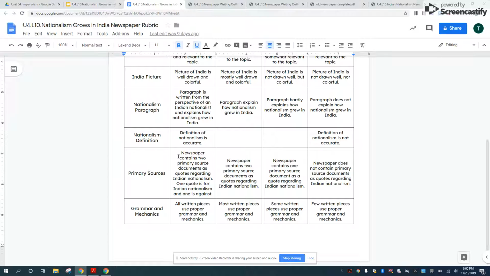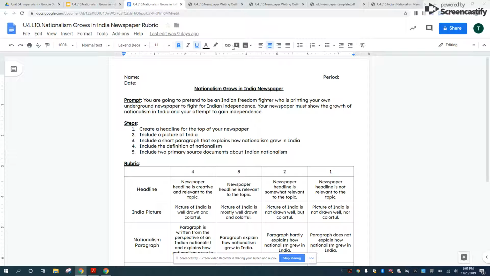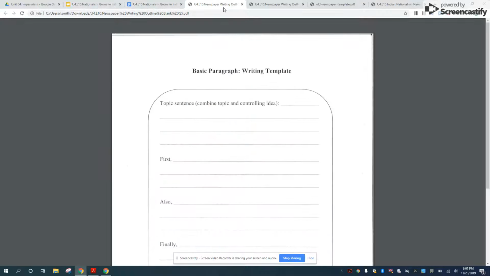Primary sources. Newspaper contains 2 primary source documents as quotes regarding Indian nationalism, or like I said, nationalism in general. 1 quote is for Indian nationalism, and 1 is against Indian nationalism. If you can't find Indian nationalism quotes, find 1 quote that is pro-nationalism and 1 quote that is anti-nationalism. Finally, grammar and mechanics. All written pieces use proper grammar and mechanics. That's capitalizing where you need to, putting periods at the end of sentences. Once you've reviewed your rubric, I want you to please flip over to the next paper.